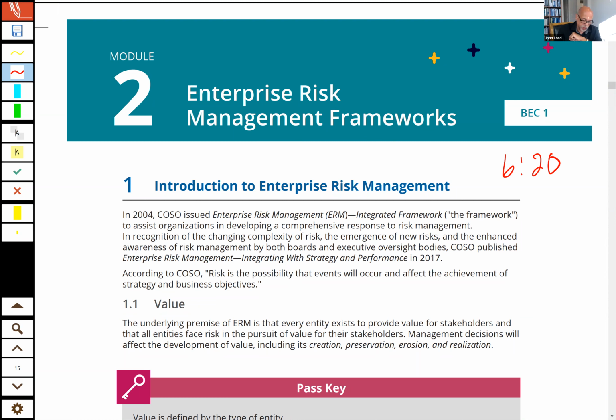We'll pick up the discussion of enterprise risk management, which again is something that comes from COSO, but now it gets to how to manage risk as opposed to just the overall term control related to entity objectives.